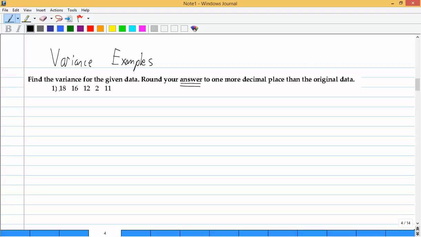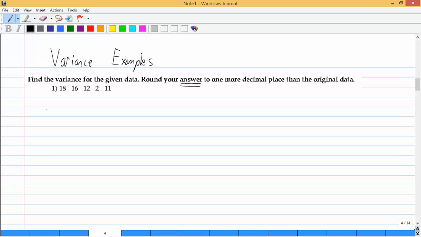So this set of data does not have a decimal, or the decimal is after the number. So that means we're just going to round our final answer to one decimal place. Now, as we're doing work, we'll carry it out a couple of decimal places more so that it won't affect the final answer. You don't want to really plug rounded answers into formulas if you can help it.